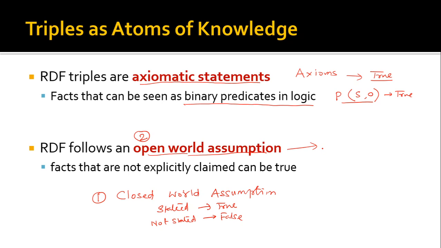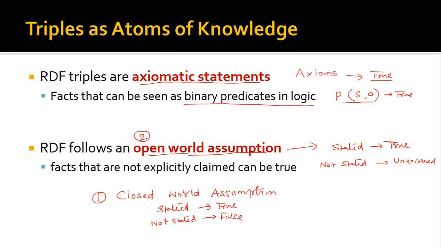So what do we do in open world assumption? We assume whatever is stated to be true, like we did in the case of closed world assumption, but on top of that, we treat the not stated thing differently. So we assign something like unknown, with the expectation that, as the data is being published in a distributed manner, your database is open, right? So whatever you have not stated, that might be stated by the others.